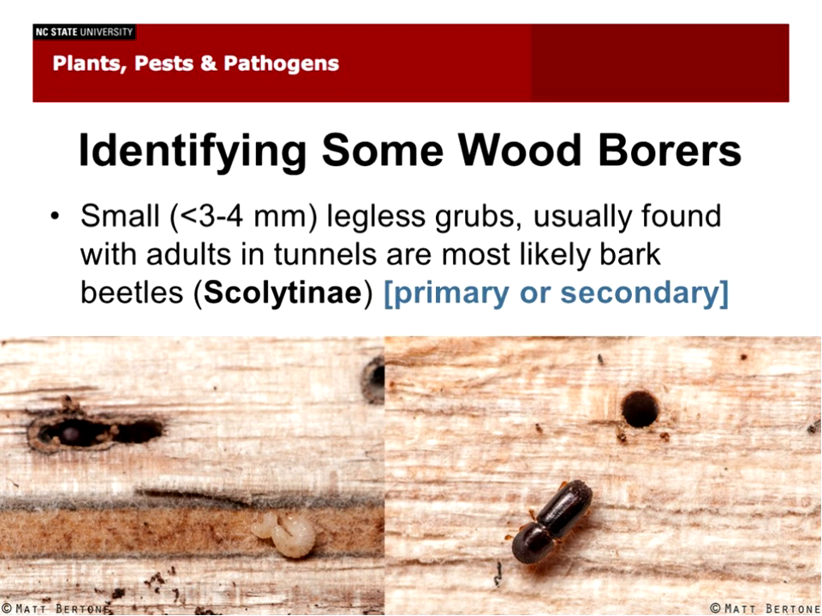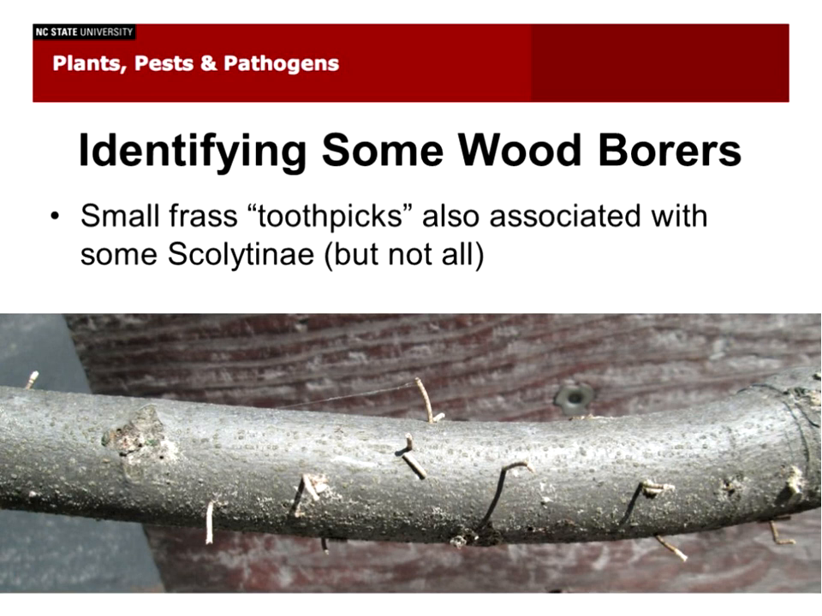Now another sign of scolytine weevils, these bark beetles, is that sometimes the adults, when they're creating these chambers, don't feed on the wood. They excavate it and push it out as these sawdust toothpicks. So if you see these sawdust toothpicks on a branch or a tree, you should first of all be aware that it's most likely that the tree is stressed and that these beetles are invading, other than a few species, like I said. But know that these beetles are also contributing to stress to the tree.